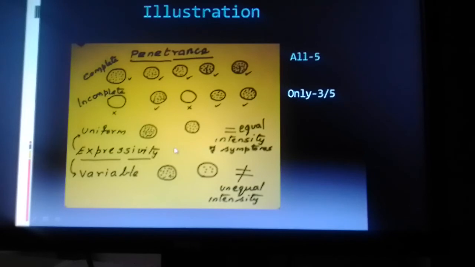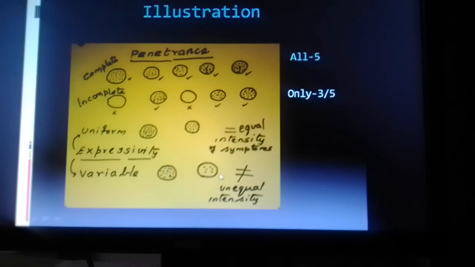So the intensity of the expression or the degree of expression is identical in all the individuals in which a particular genotype is present. If it is a disease causing gene or a mutant gene, you can measure it, you can indicate it in terms of the symptoms, whether the symptoms mentioned for a particular disease are completely expressed, all the symptoms present with these individuals, in both the individuals. Then you can say the expressivity of the particular genotype is uniform.